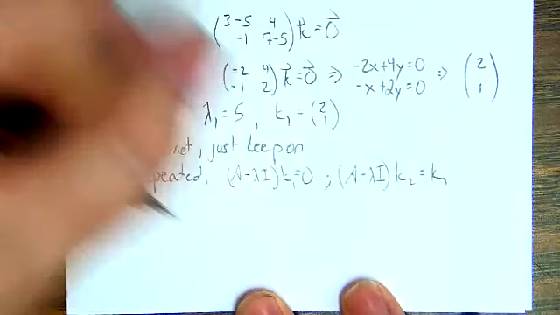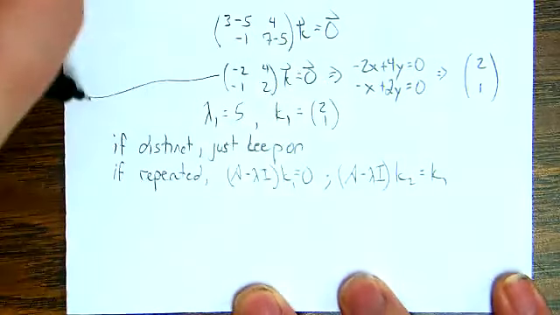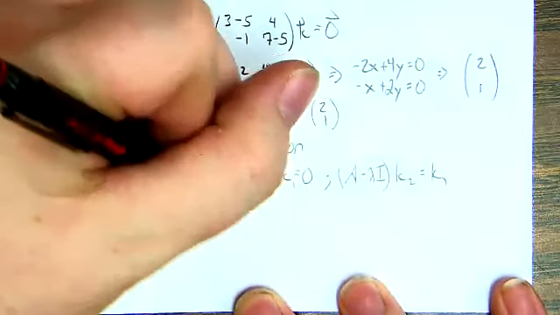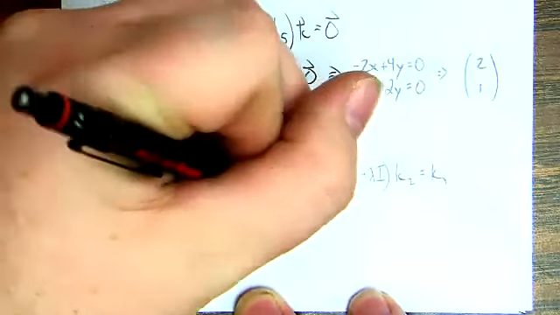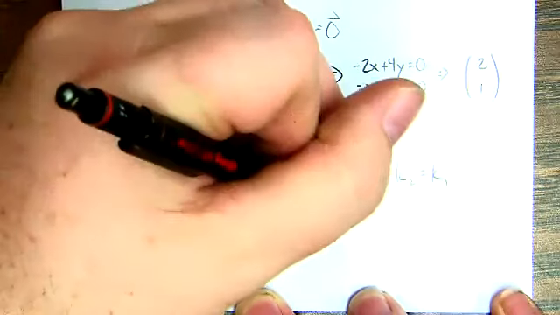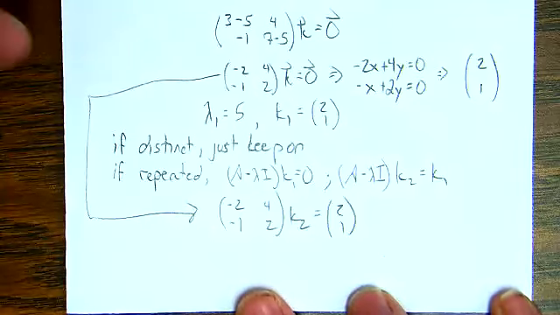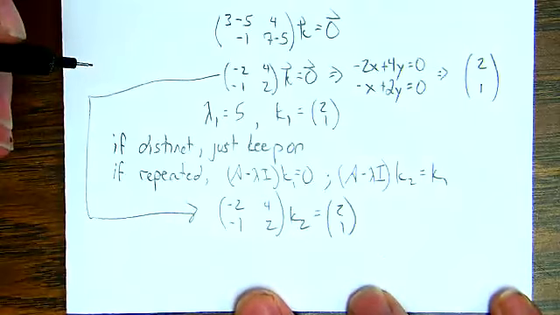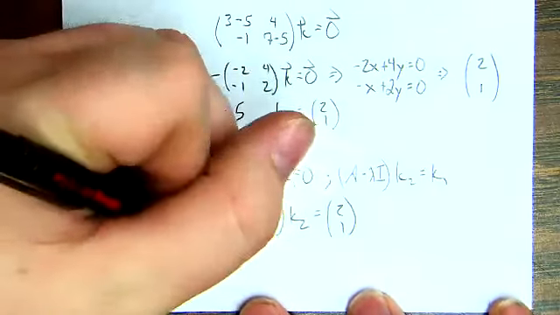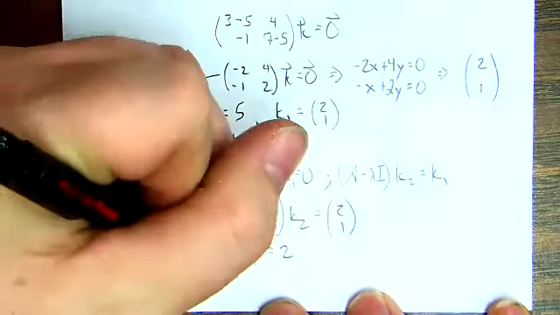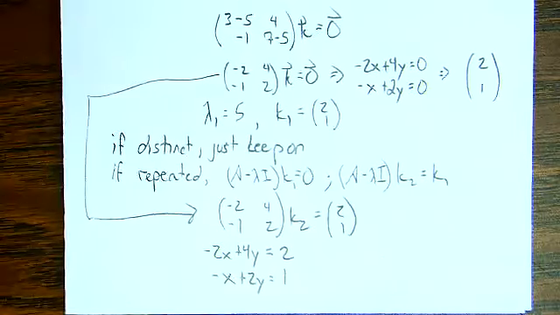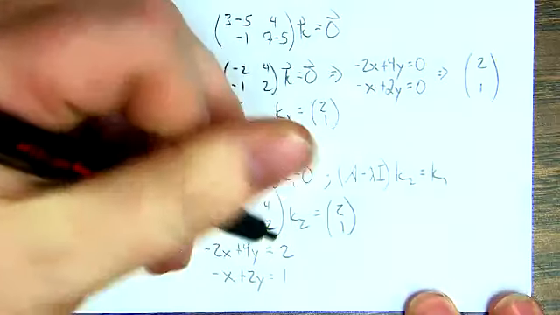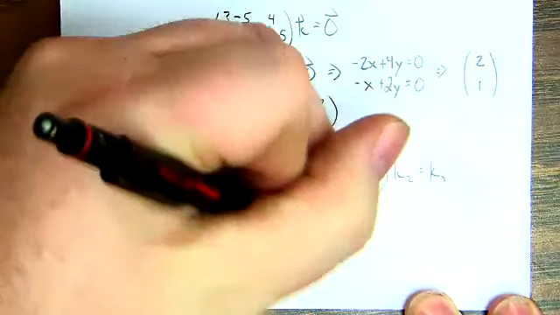So in this case, piggybacking off this, but not setting it equal to 0, we have -2, 4, -1, 2, k2, and that's going to be equal to k1, which is the vector 2, 1, which gives us the system -2x plus 4y equals 2 and -x plus 2y equals 1. You'll note that once again, the top equation is just the bottom equation times 2, so it's not helpful. I just need to find values of x and y which make this true.